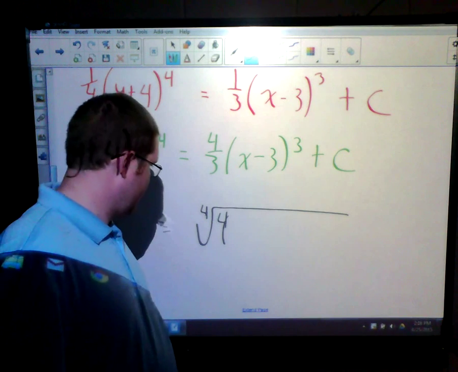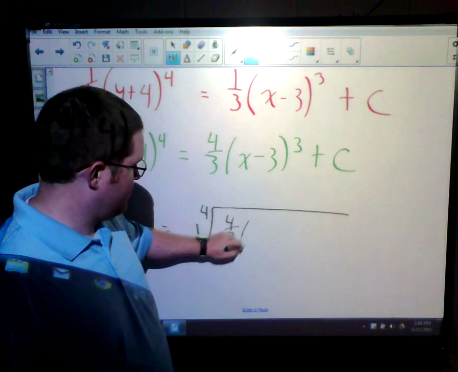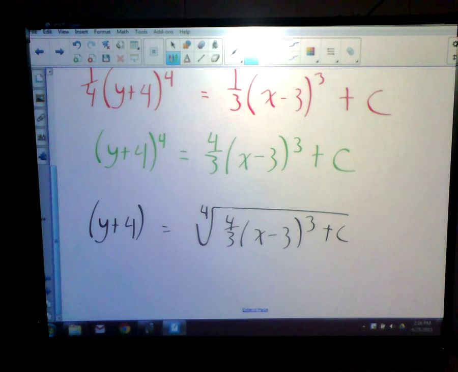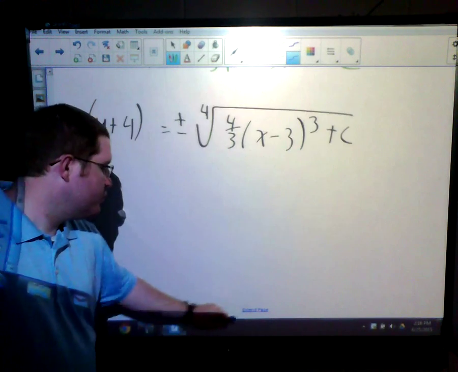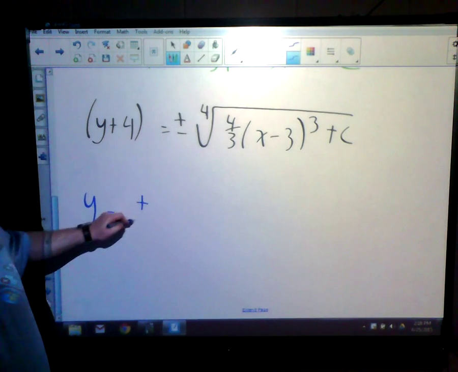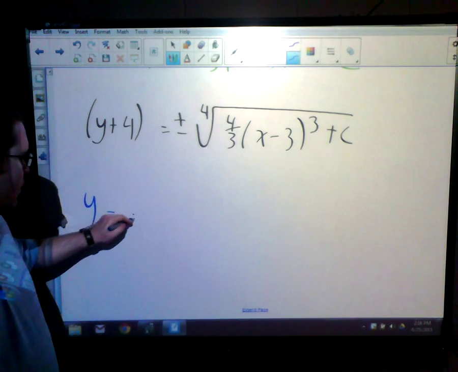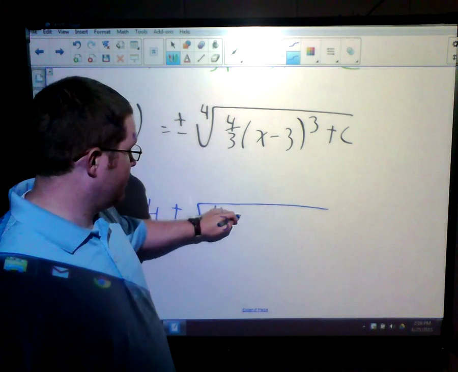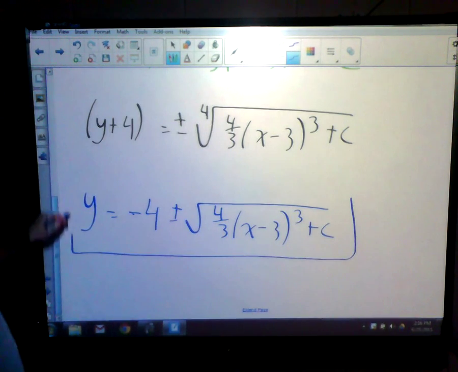So 4/3 x minus 3 quantity cubed plus c. If you do that, you're wrong. You're missing something. I took a 4th root of both sides. I need a plus or minus. Final answer to get y by itself. Y equals plus or minus. Let's do it like this. Let's do -4 plus or minus the fourth root of 4/3 x minus 3 quantity cubed plus c. And there's your answer.